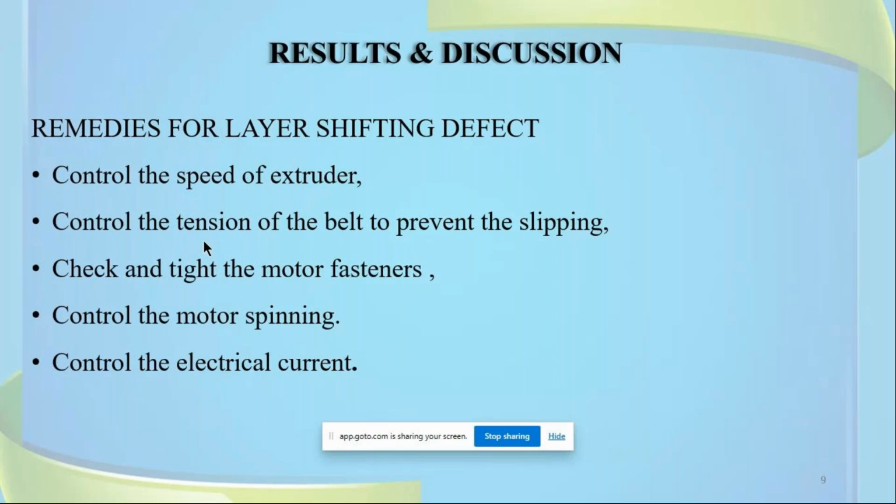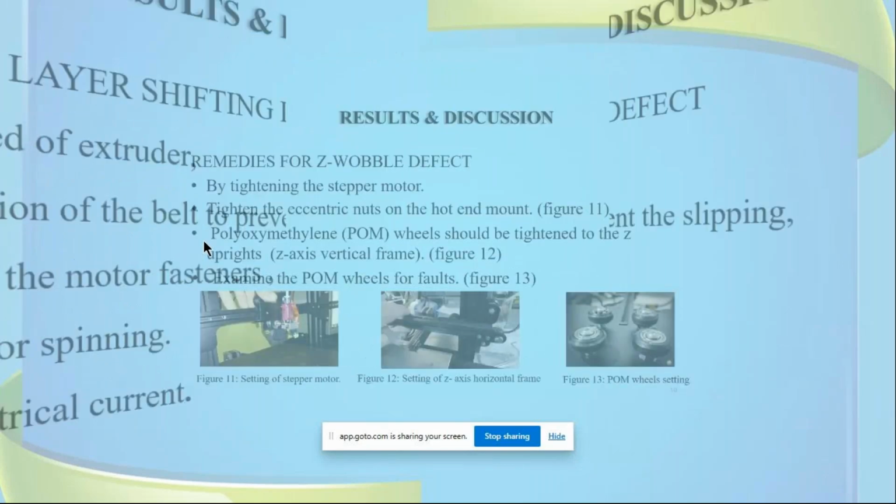So we have to tighten the motor fasteners as per the requirement, and control the motor spinning and the electrical current. If the current is high, then the speed of the extruder will also increase, and we get this defect. So we have to control that.